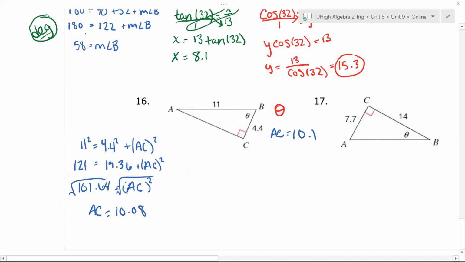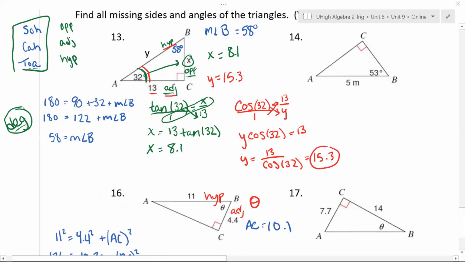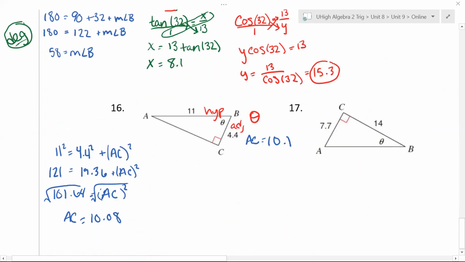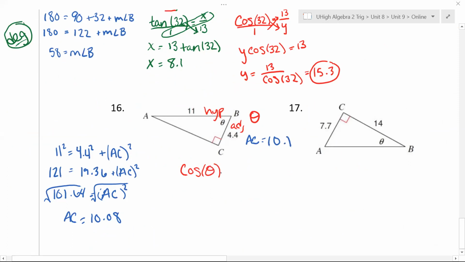Now if I want to find theta, thinking about my SOHCAHTOA again, I am given my hypotenuse and my adjacent side. Taking a look up here, which one uses hypotenuse and adjacent? It's going to be my cosine. So the cosine of theta equals 4.4 over 11. Well, looking at this, I'm trying to find what's inside of my cosine.